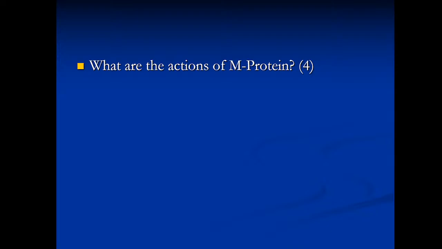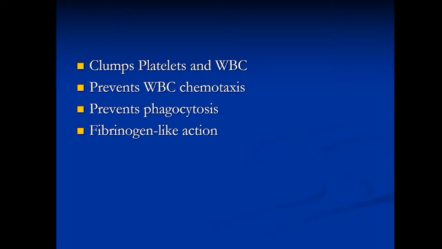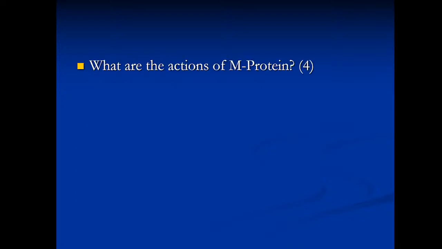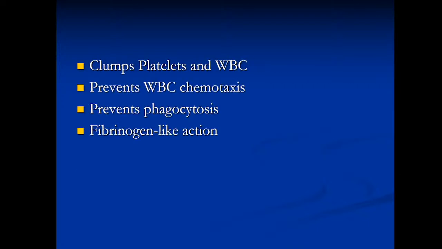So M protein is found in Streptococcus pyogenes, and it causes the following. There's four: clumping of platelets and WBC, prevents chemotaxis, prevents phagocytosis, and it's a fibrinogen factor. There's another thing that causes clumping of platelets. Please don't forget it: streptodornase. So M protein is different because it's a combination of many of them, plus the addition of prevention of phagocytosis.